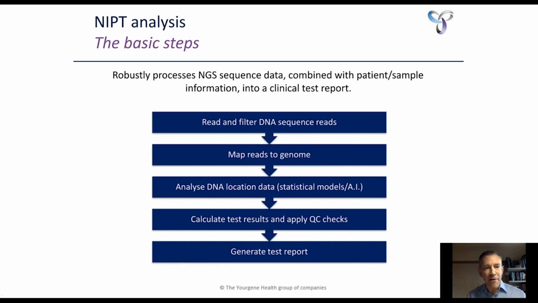And it does that by firstly reading and filtering the sequence reads, mapping those reads to the genome, and analyzing the DNA location data, and it does that through a number of statistical model, machine learning or AI-based methods. It then calculates the test results and applies the QC checks on those just to make sure that everything is in line. And if it isn't, then reject the result. And then finally, it generates the test report, which can go back into the rest of the system.